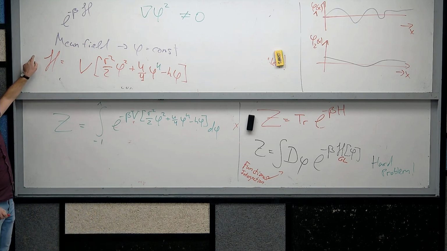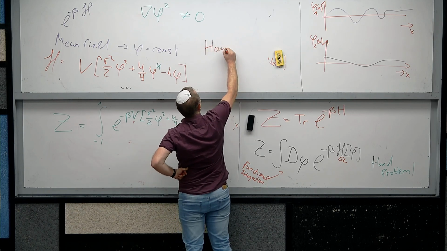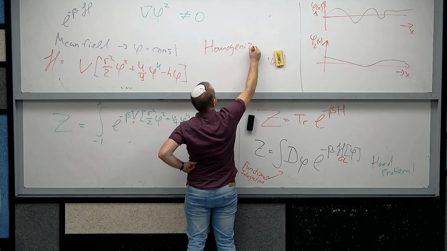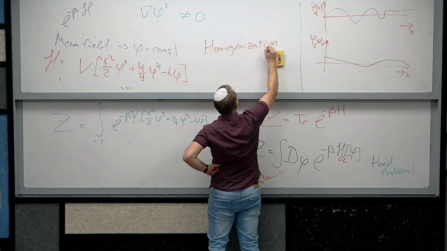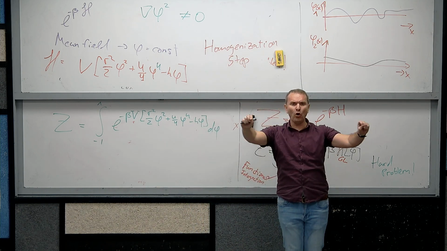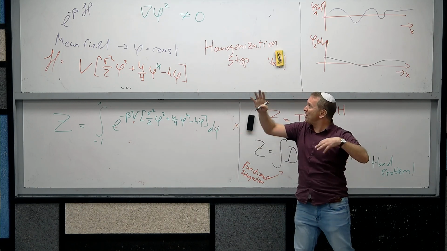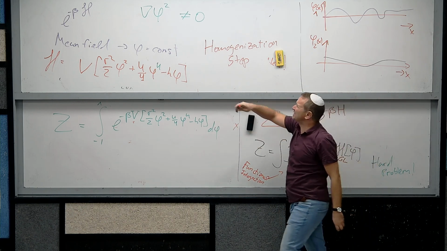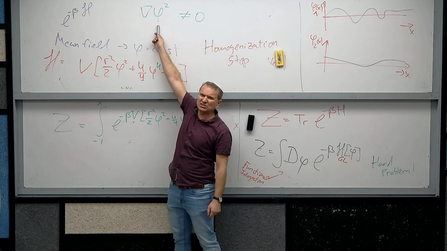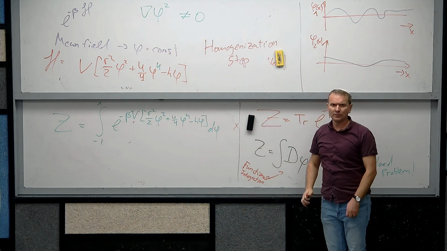So this step is called a homogenization step. I assume my field is homogeneous through the whole system. Why? Because I'm saying that where it's not homogeneous, the contributions of those specific representations are smaller. Okay?